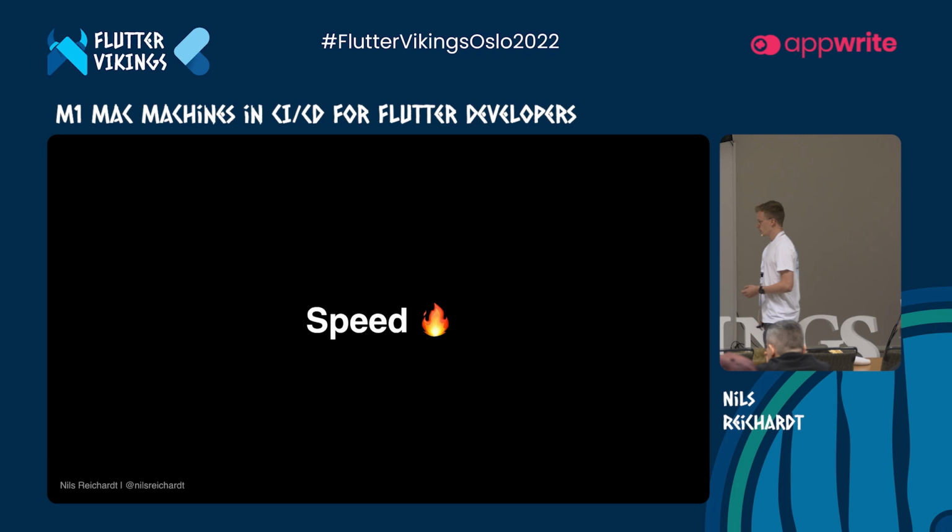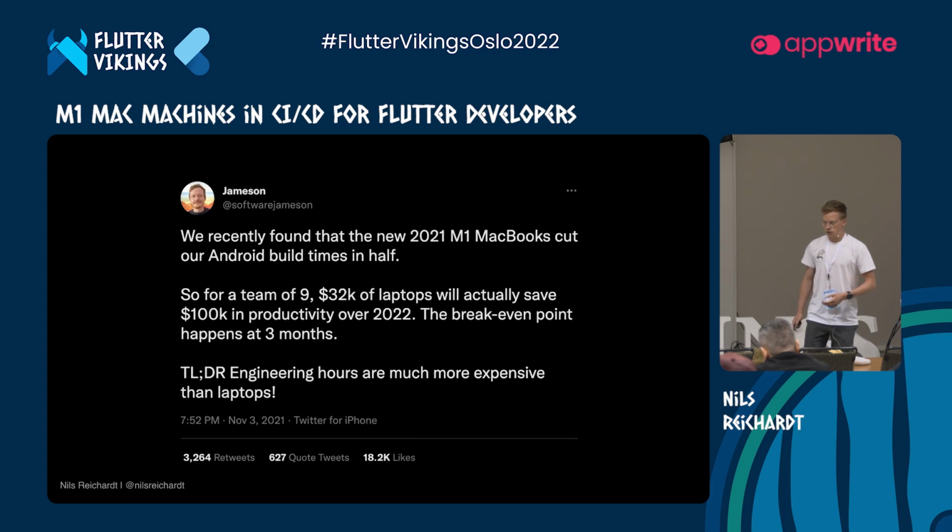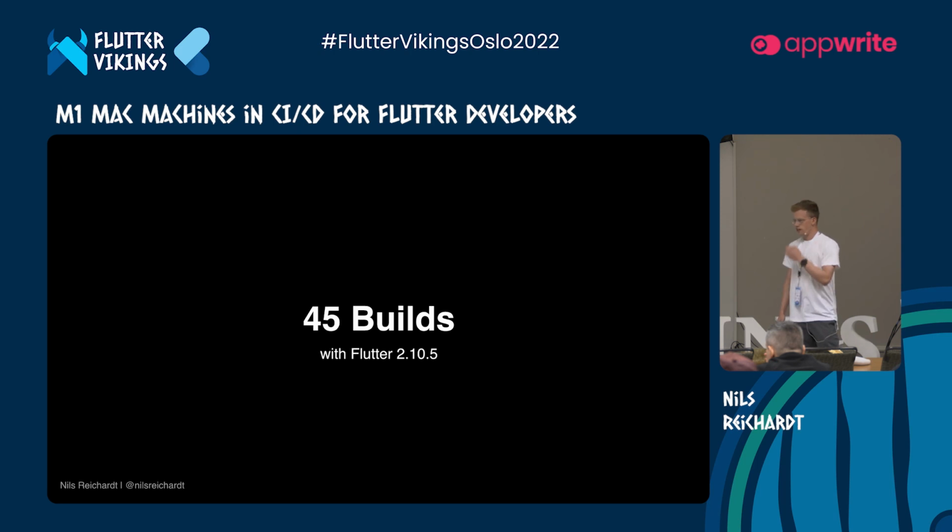And this is the first thing. And the second thing is speed. The M1 and M2 are really fast. And maybe you saw this tweet of the staff software engineer of Reddit that they could cut their Android build times by half. And this was really insane. And I did some research for this. I did a lot of builds with Shares to get a really realistic view of how fast M1 is in CI/CD. So I did some tests with Codemagic.